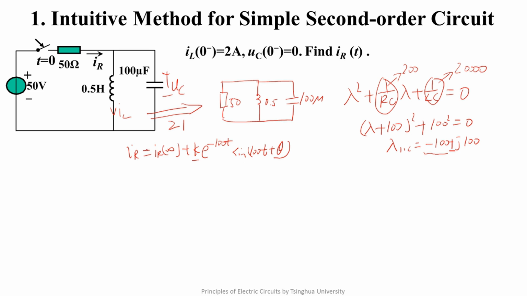Next, we solve for the steady state value of iR. For DC excitation, the steady state of the inductor is a short circuit, and the steady state of the capacitor is an open circuit. So we can draw the steady state equivalent circuit like this.